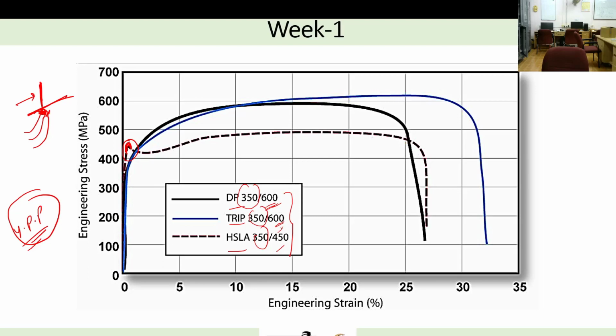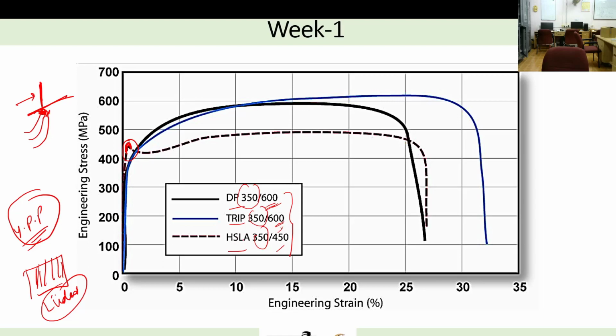This phenomenon is not desirable if you consider the metal forming part, because once you are deforming your material, due to this yield point phenomenon, bands will be appearing. That band is known as Luder band. Luder band will not look good to your eye; it will look like a defect or some scratch marks on the sample. So considering that, it is not at all a good phenomenon if you are deforming your material.